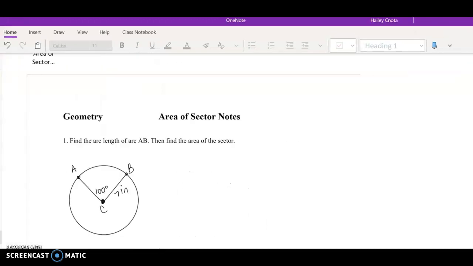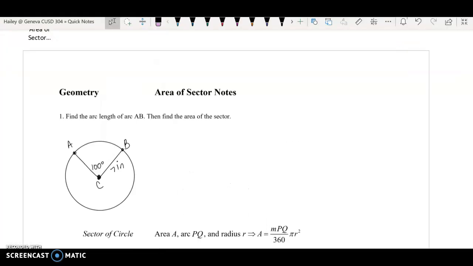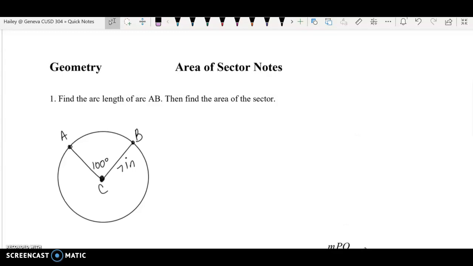All right, so today we're going to do area of sector notes. But before we start really with that new material, we want to talk about finding the arc length. If you remember from chapter 10, arc length, I talked about it as L over circumference, which is 2 pi r, equals x over 360. And remember that x was your central angle, right?